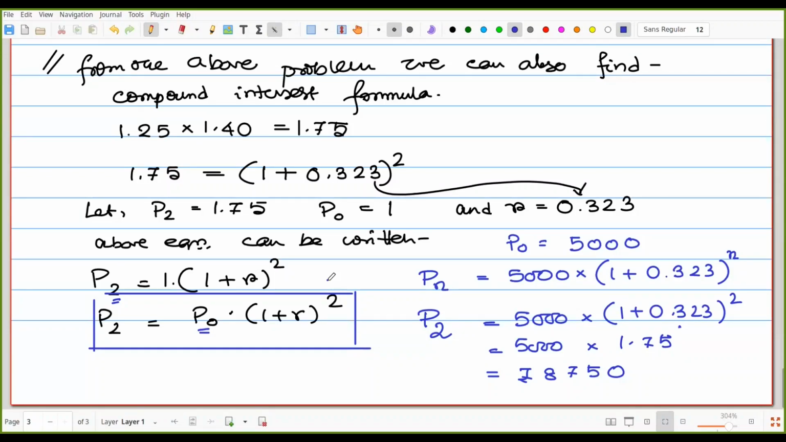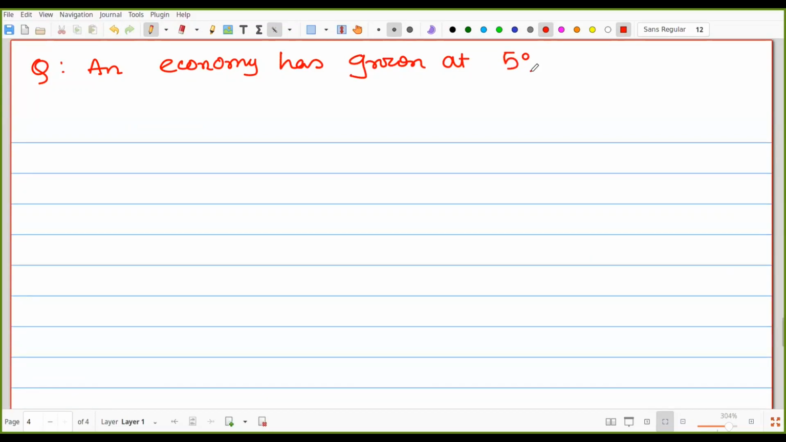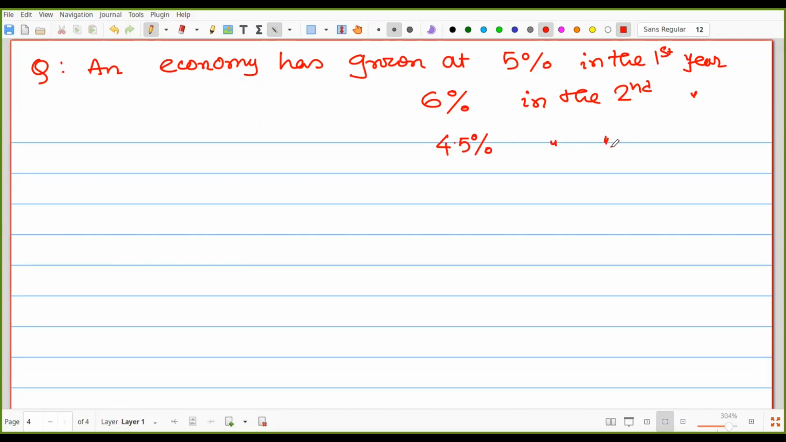Okay, suppose we have a problem. The problem is like this: an economy has grown at 5% in the first year, 6% in the second year, 4.5% in the third year, 3% in the fourth year, and 7.5% in the fifth year.